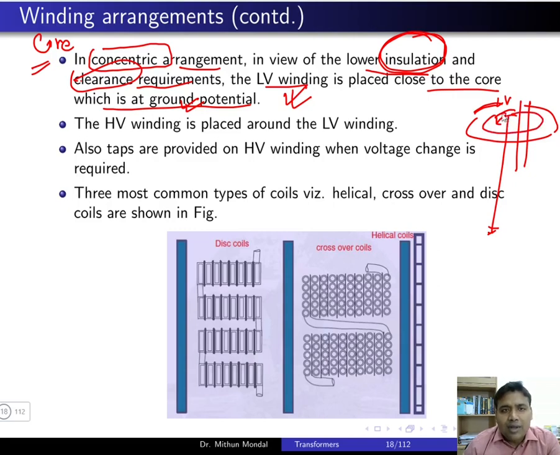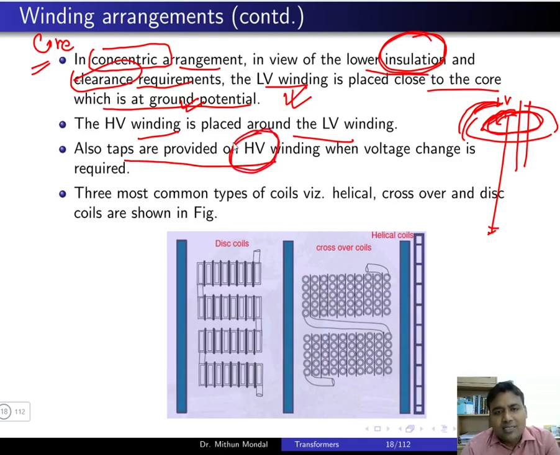The low voltage winding is in concentric fashion, and the clearance and insulation requirements are less. The high voltage winding is placed around the low voltage winding. Tappings are provided on the high voltage winding. This is a good question which is always asked about transformers: where is the tapping provided and why? Tapping is provided to change the transformation ratio or the turns ratio. We will discuss that later.